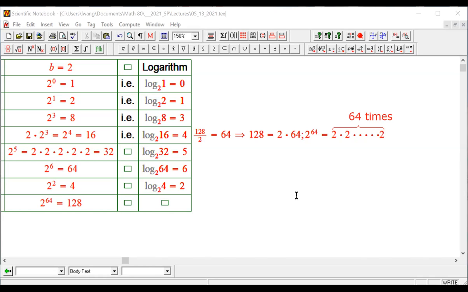So how should you figure this out? 2 multiplied by 64 and 2 to the power 64, they're not the same thing. Do you see that? So what should this number be? How do you find out that number?